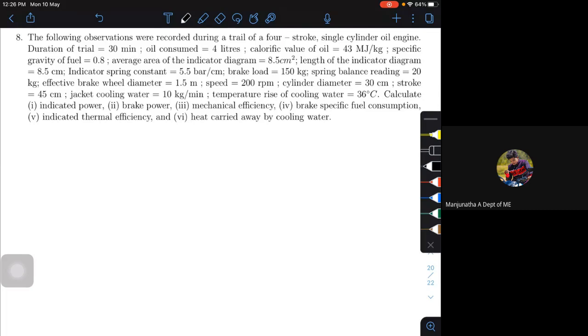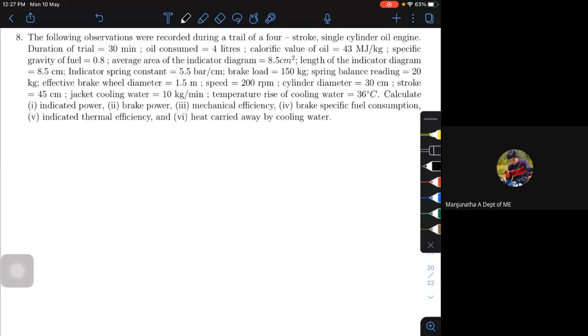Brake load is 150 kgs, which you have to convert into Newton, 150 into 9.81. Spring balance reading is 20 kg. Effective brake wheel diameter is 1.5 meter, so the radius will be 0.75 meters. Speed is 200 rpm. Cylinder diameter is 300 mm or 30 centimeters. Stroke length is 45 centimeters or 0.45 meters.